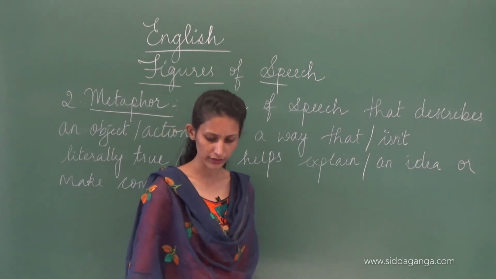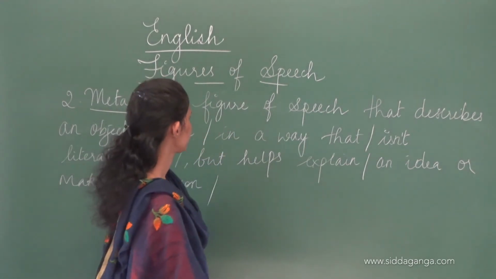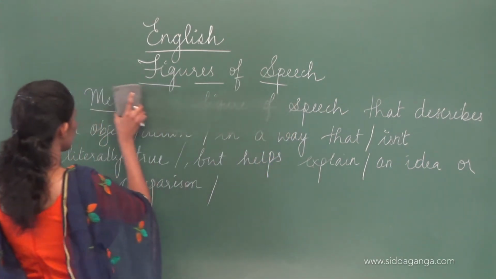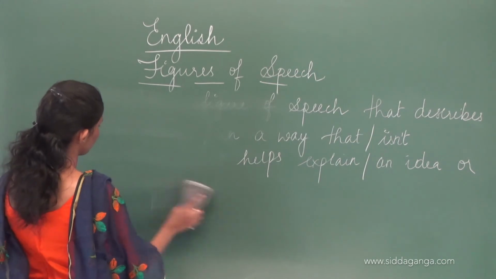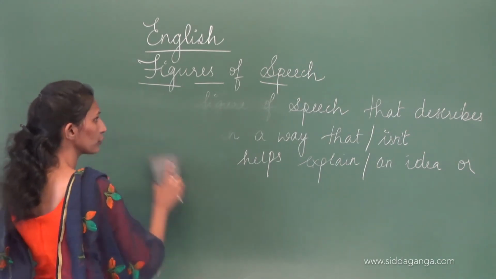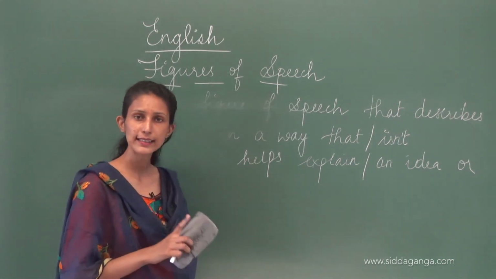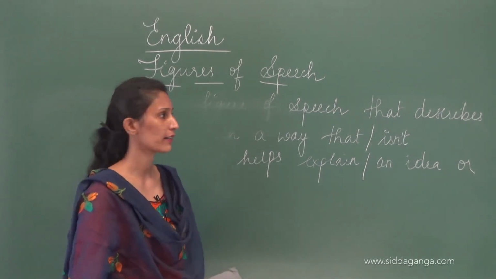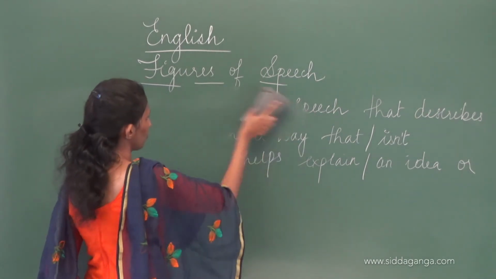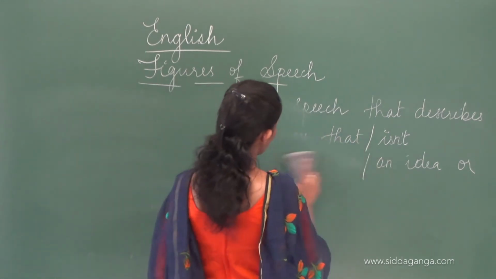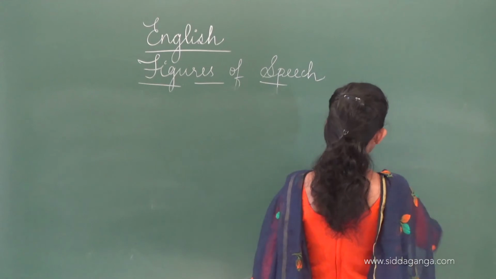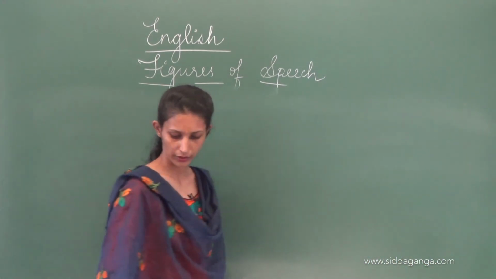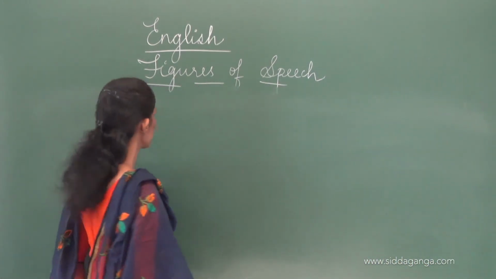Moving on, we'll go to what is called simile. This is one of the easiest things to identify. Sometimes you can confuse metaphor and simile because both deal with comparison. I'll tell you how you can identify it. Okay, write down simile.